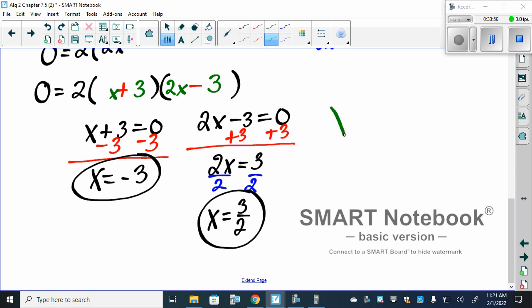Now what were our restrictions? 3 and negative 3, yes? Do we have one of those as an answer? Yes, the x minus 3. So that's not one of the solutions. And the only solution we actually have for this here is 3 halves. Okay. So we have this here. Are there any questions on any of this here?